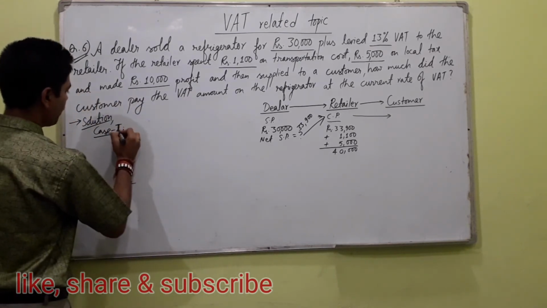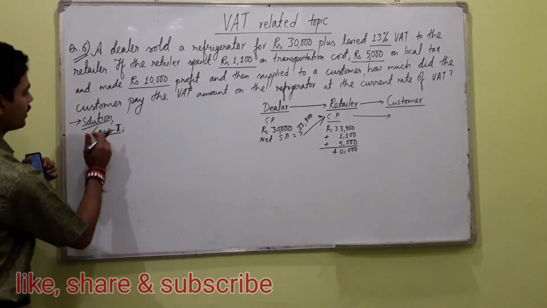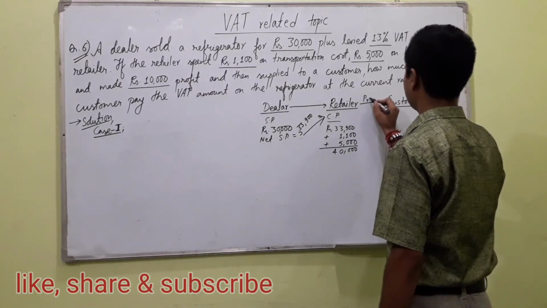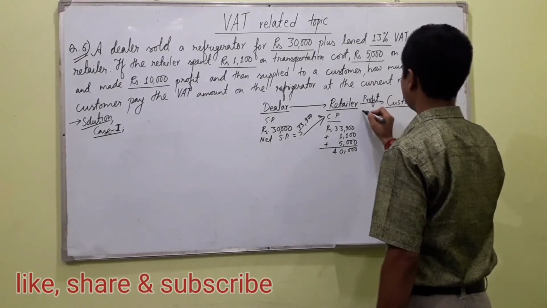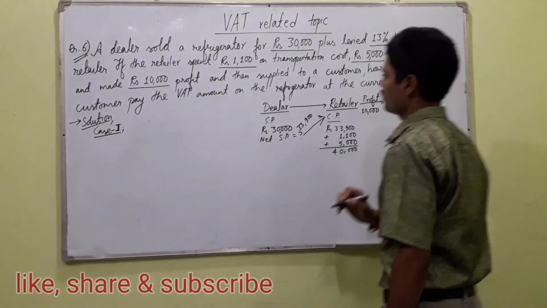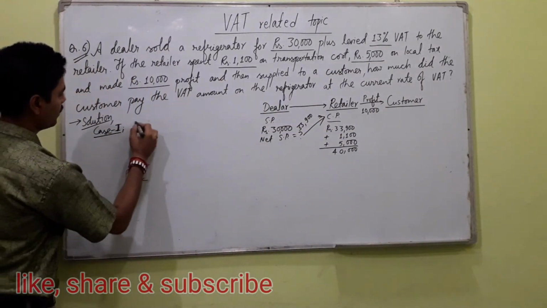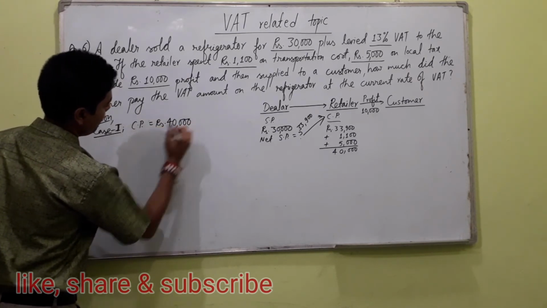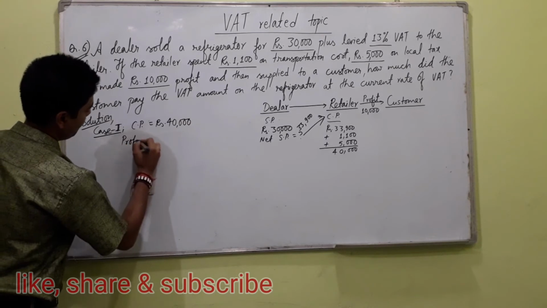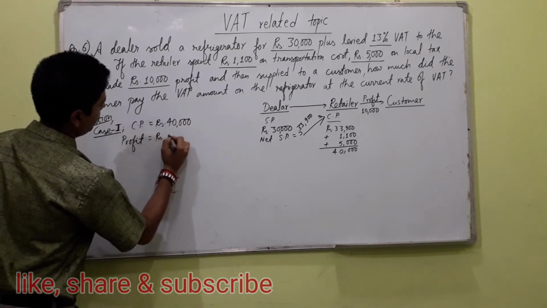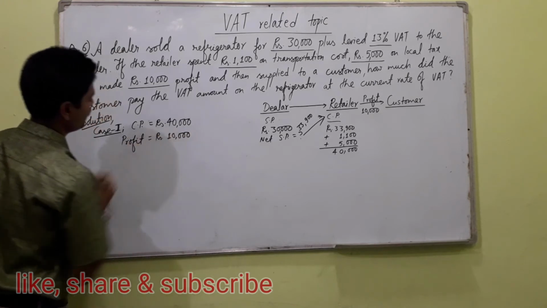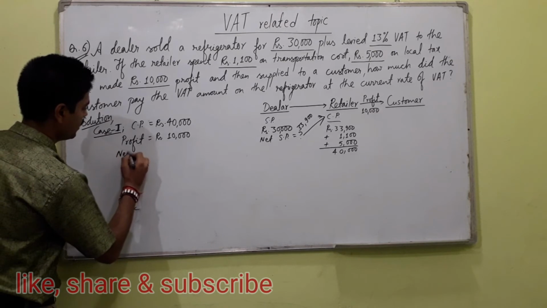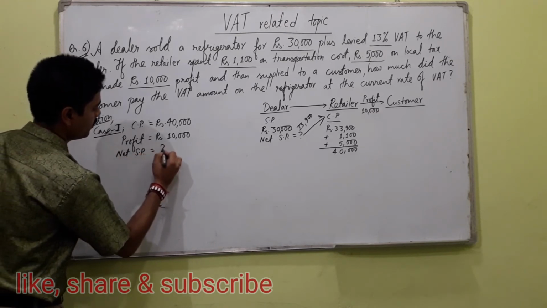Now case 2, after writing that down, you can start case 2. In case 2, the retailer has also gained 10,000 profit. That is 10,000. So here is the given data: cost price is rupees 40,000 and profit is rupees 10,000, and we need to find net selling price equals what?